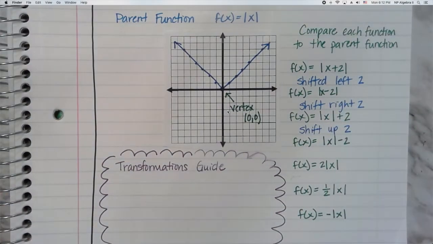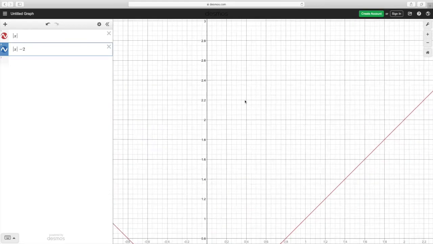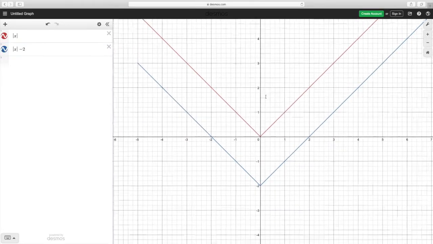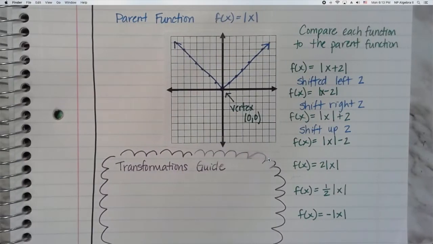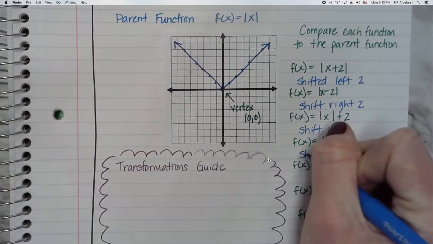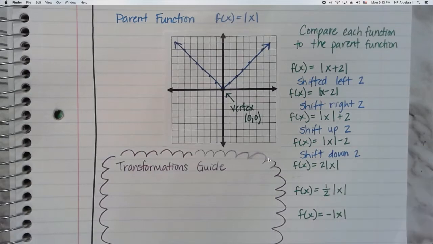And you can see that change in our vertex as well. Our y value of our vertex is now 0, 2, so our y value is 2. Okay, well, what do you think is going to happen if I have a minus 2? Okay, so taking a look, red is our parent function, blue is the shift. What was the shift? It's down 2. So we're going to say shift down 2.